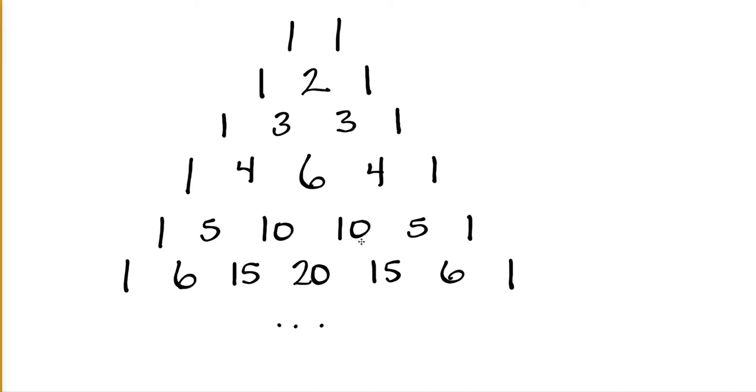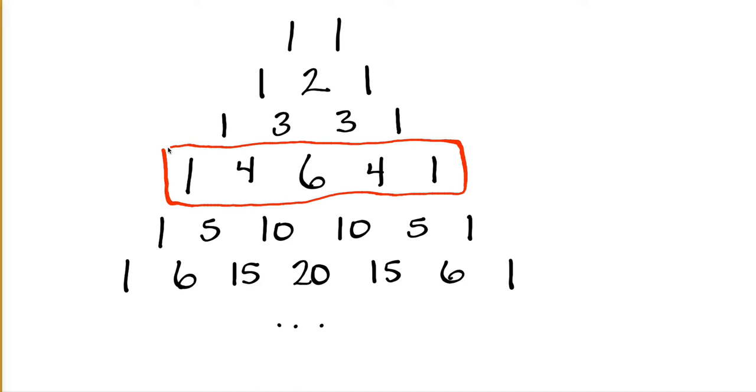Okay, let me pick a random row. Let's pick the 4th row. The way the 4th row would be used, if I were to take two things to the 4th power, the answer is going to go in this ratio / order.